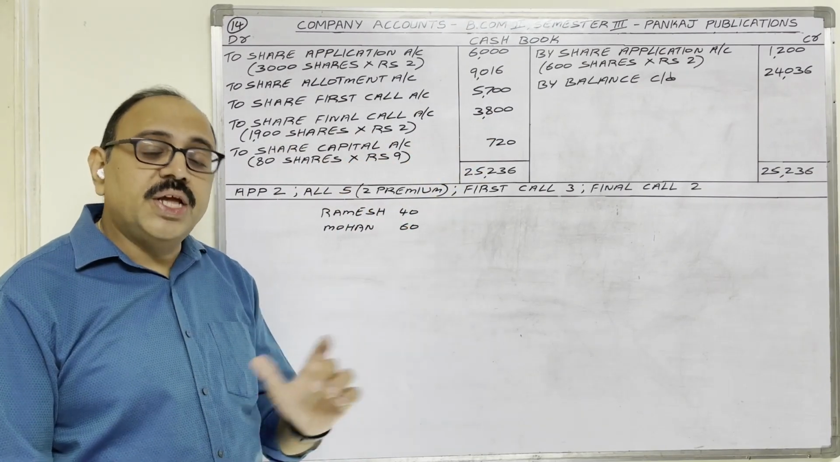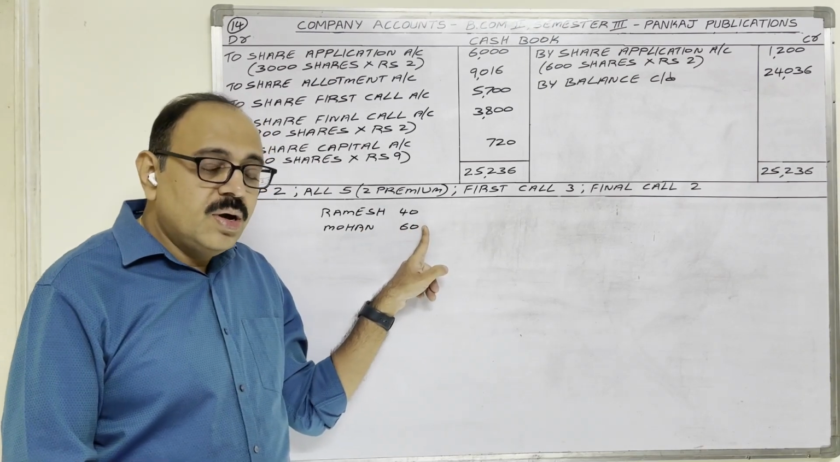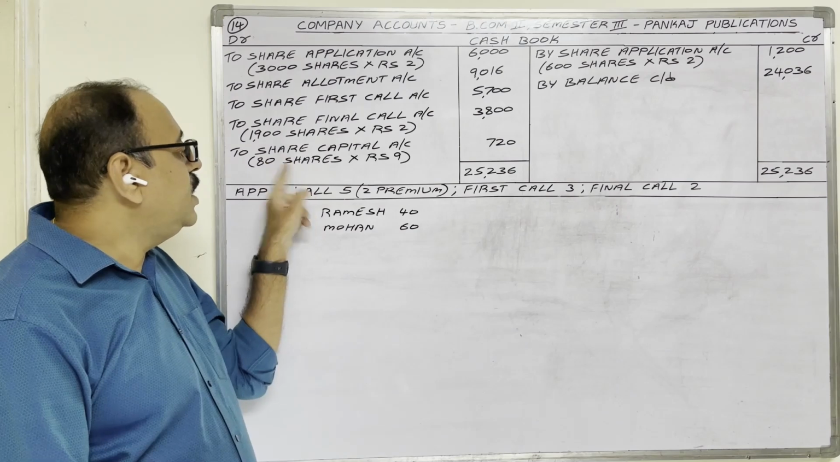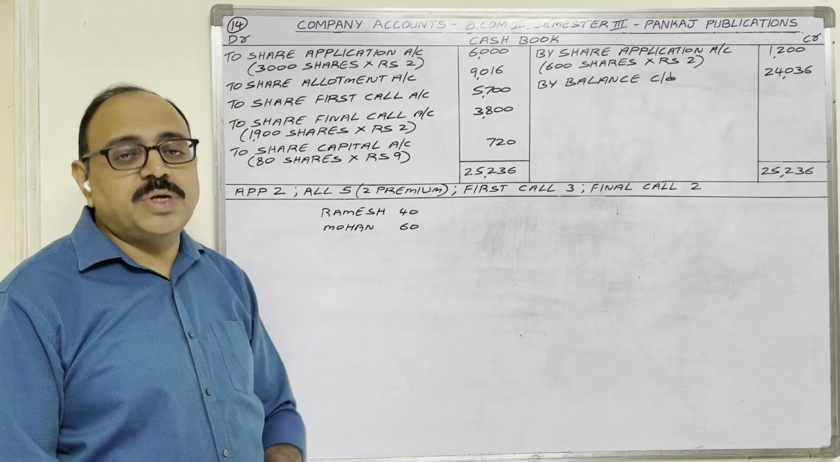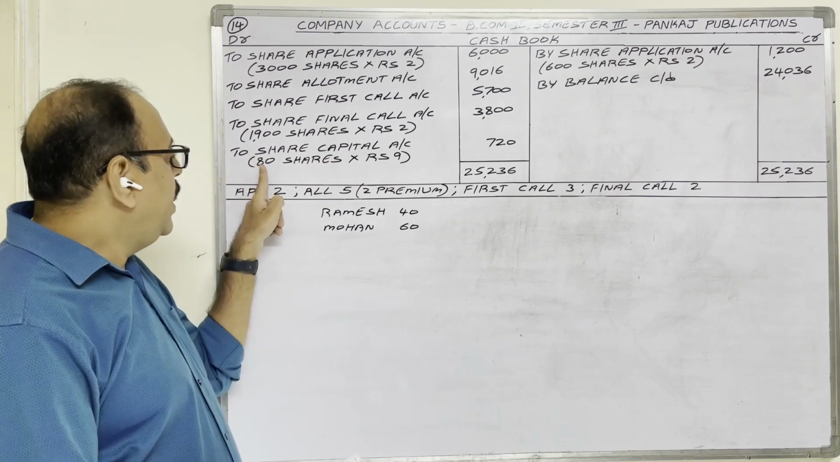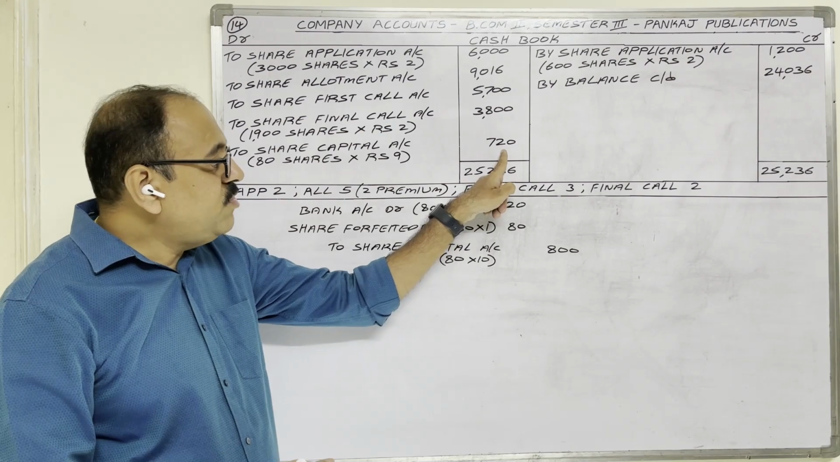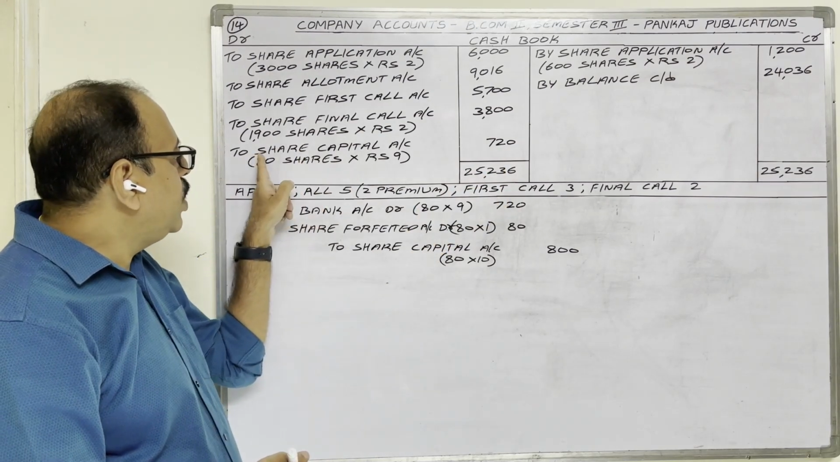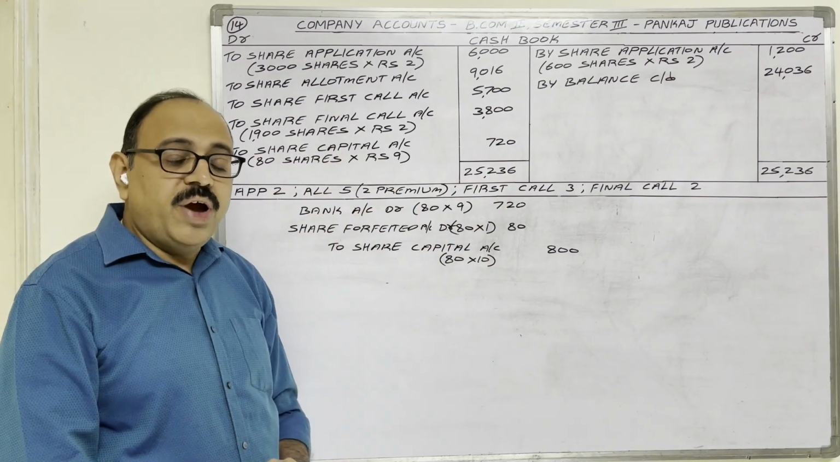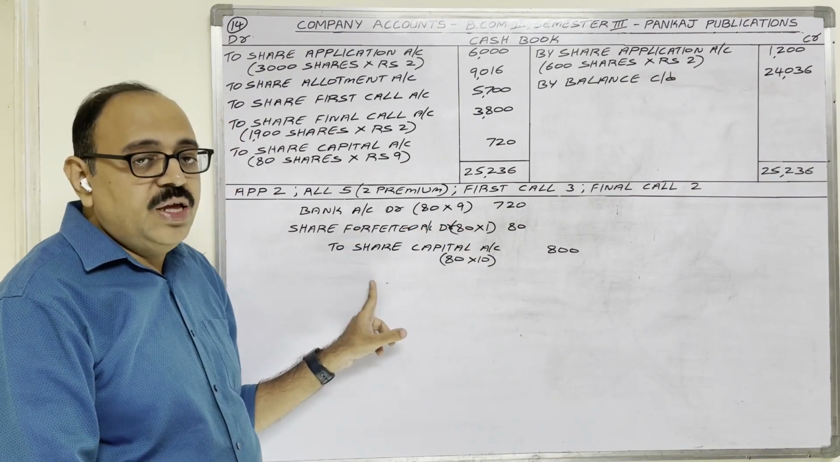Next is reissue. These 100 shares are forfeited now. The company reissued 80 shares at the rate of 9 rupees each. So how much money is coming through reissue? 80 shares into 9 rupees each, 720. For this 720, in the particulars column, we have to write 'To share capital'. Why should we write 'To share capital'? For that, see this forfeiture entry.